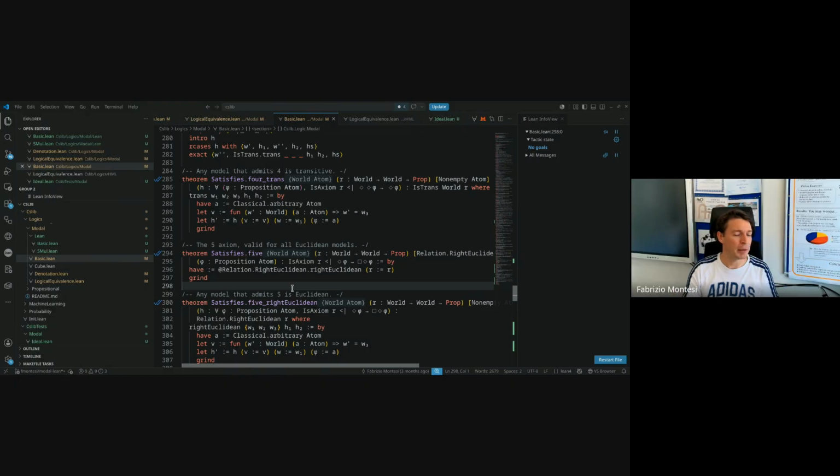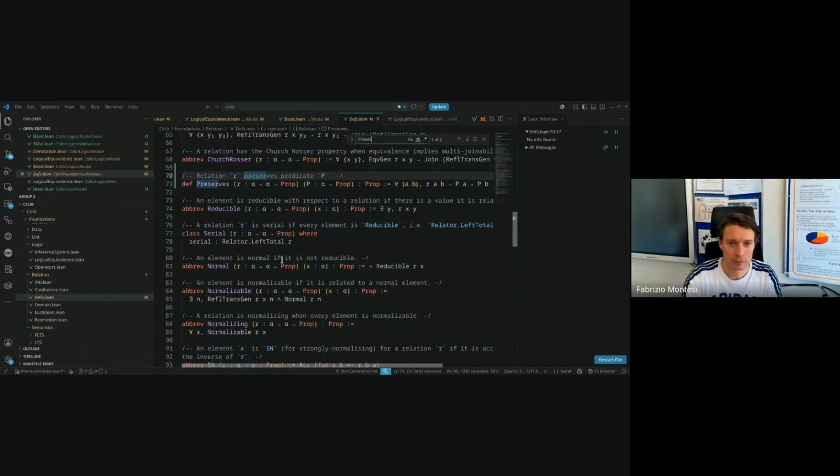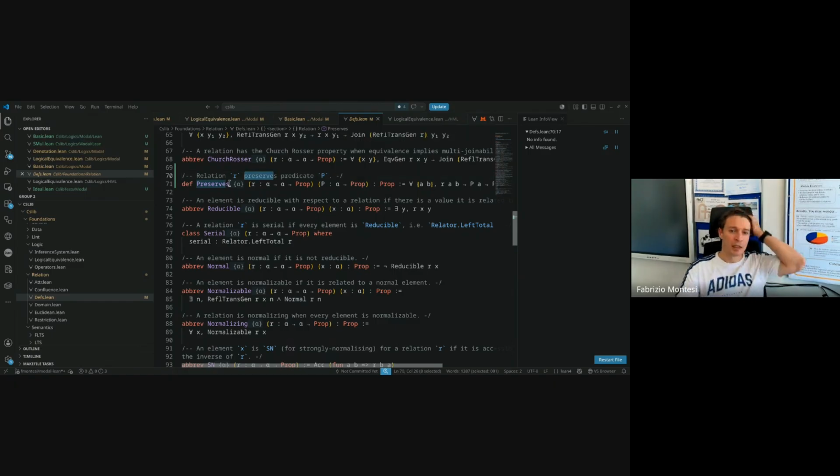Maybe we can. With type preservation, I have defined a thing in relation. Let me see if I can get it. I have defined preserves. So a relation preserves a property if you go along the relation and the property still holds for all elements that you can reach. That's probably type preservation, right? You were well typed before, you're still well typed.